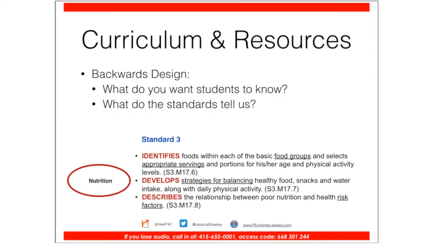So when I'm thinking about my lessons and what I'm designing, I know that my middle schoolers need to be able to identify food within the food groups and select the appropriate servings and portions for their age and their physical activity levels, developing strategies for balancing healthy foods, and then describing the relationship between poor nutrition and health risk factors. These are the things that really drive what I do. It drives those conversations that I'm creating with students, and these are the seeds that I want to plant with them so that it carries on into other conversations.